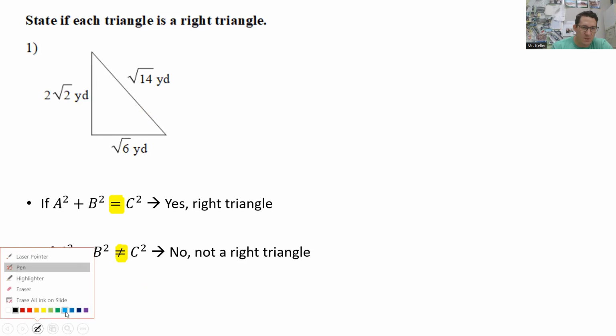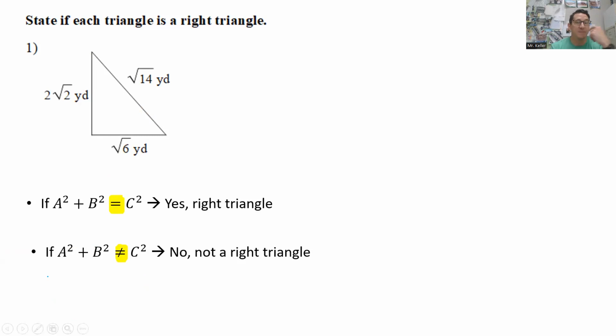Starting off, just like with any Pythagorean theorem problem, what you want to do is label the sides A, B, and C. So C is always the longest side. So here is the longest side. This down here would be the right angle if it is a right triangle. We always want to start off labeling the longest side C, and then the other two sides will be A and B. Those are interchangeable.